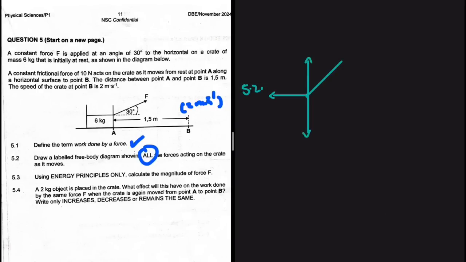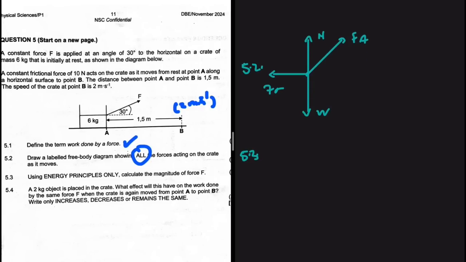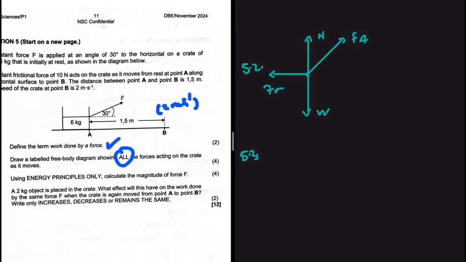So we have the applied force, the weight, the normal force, and the frictional force. Four marks, four forces, seems like we're good to go. Let's take a look at 5.3. Using only energy principles, calculate the magnitude of force F, for 4 marks.